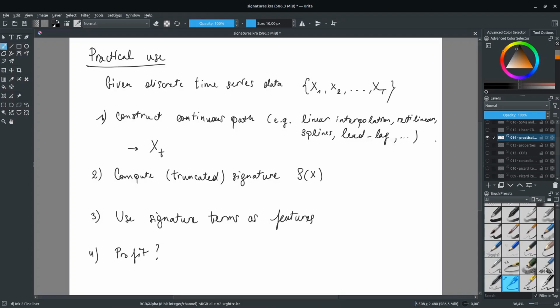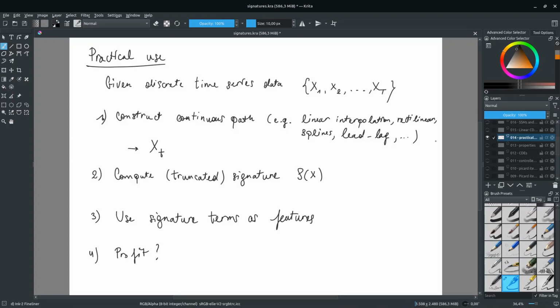So let's say you have some discrete time series data, or really anything that comes in a sequence, x1 through xT. The first step would be to construct a continuous path, and you have multiple ways of doing that. Either linear interpolation, rectilinear, so basically piecewise constant, or splines if you want to be fancy. They also have the lead-lag transform, which is a bit more complicated, and I'm not even sure the paper explains it properly.